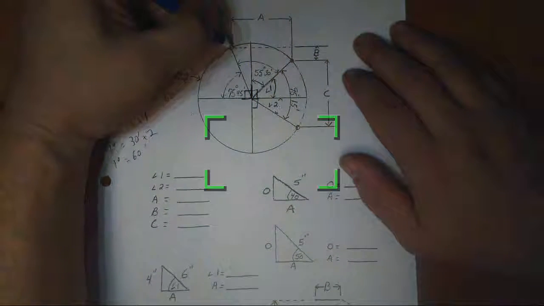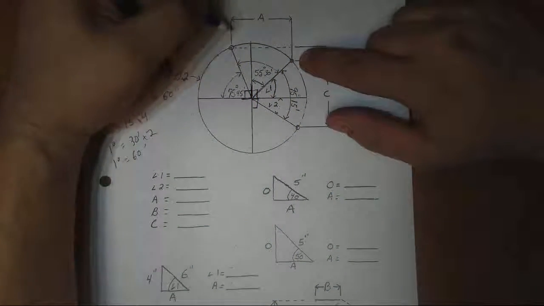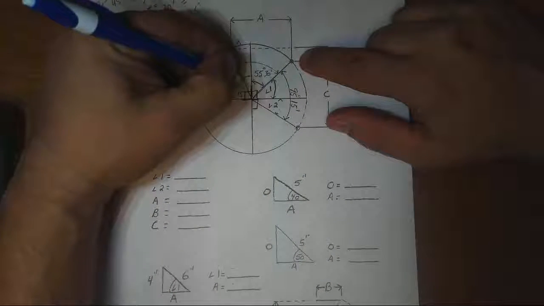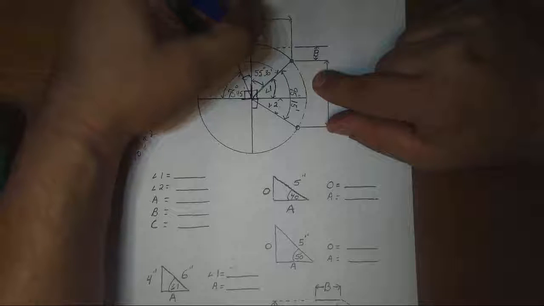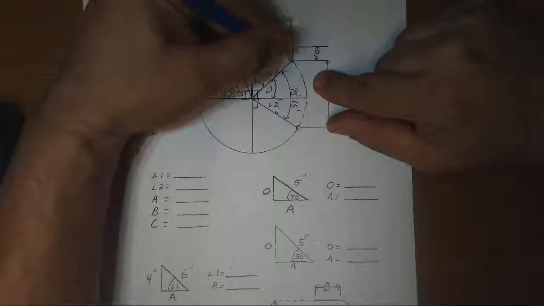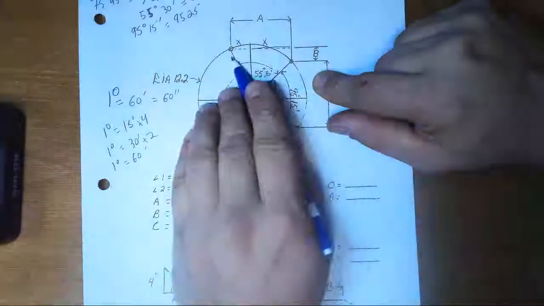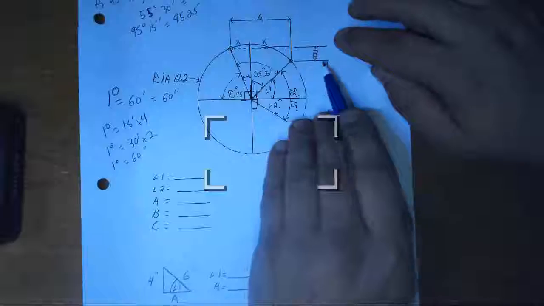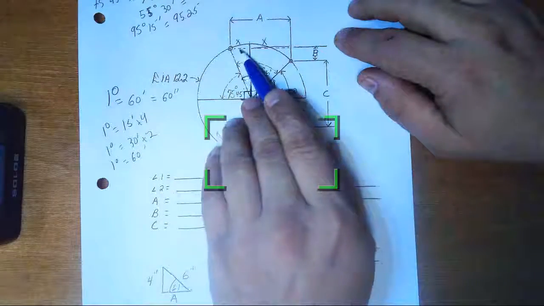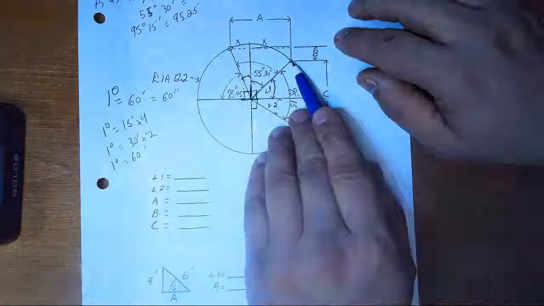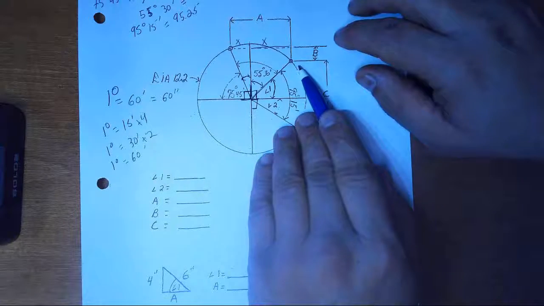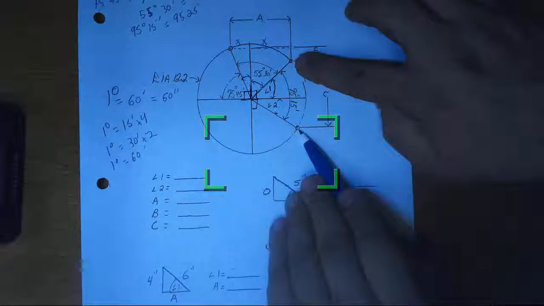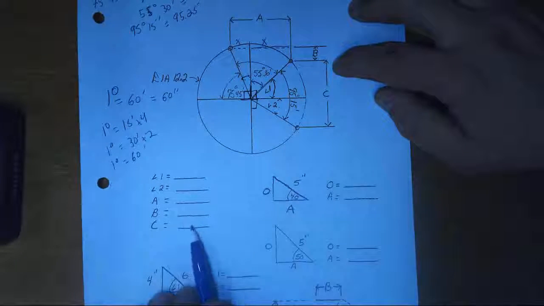Then the second part of the question asks, what is the distance A? To get the distance A, I need the x of this angle and the x of this angle. This x plus this x is dimension A. In a similar fashion, I want to get the y for this point and the y for this point and get the difference between the two, and that's B. On this one, I want the y of this point and the y of this point, and I want to add those together to get C.